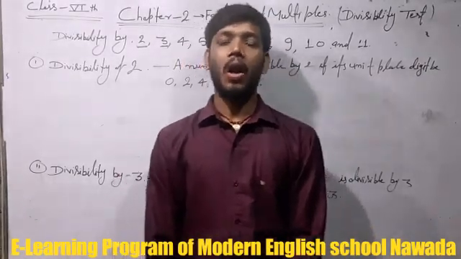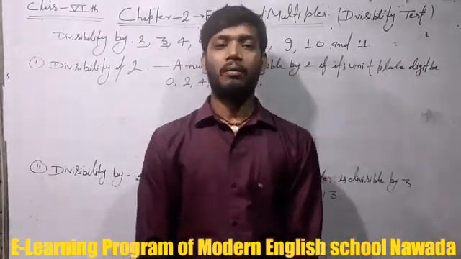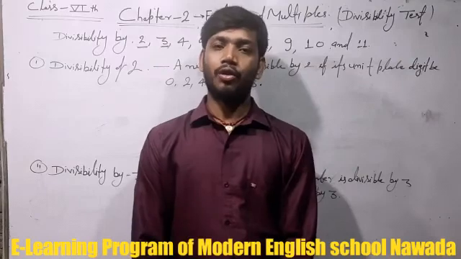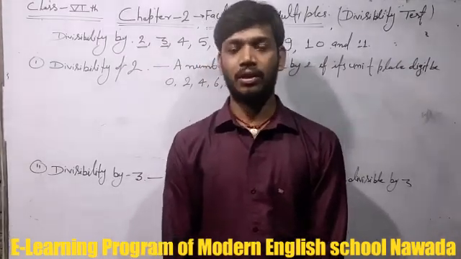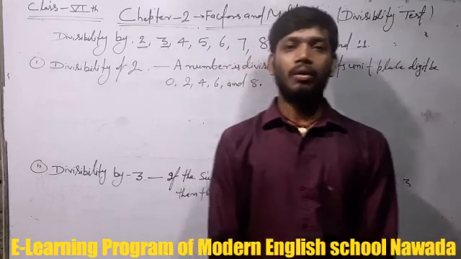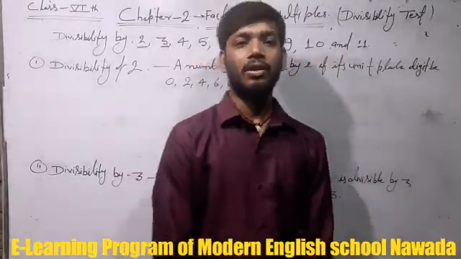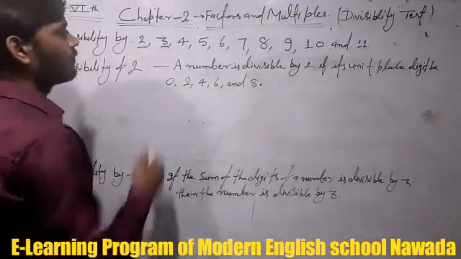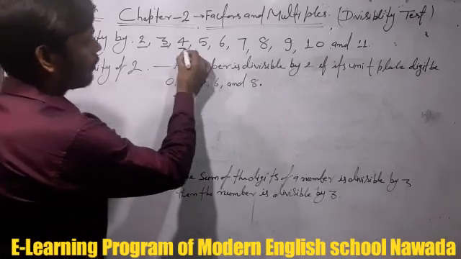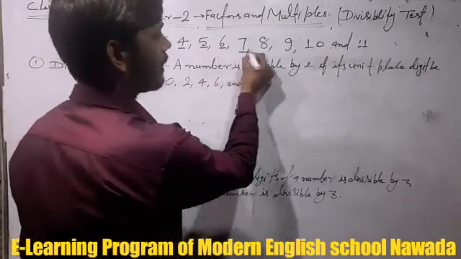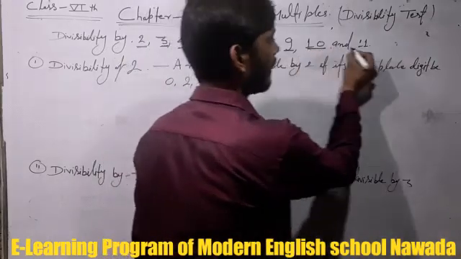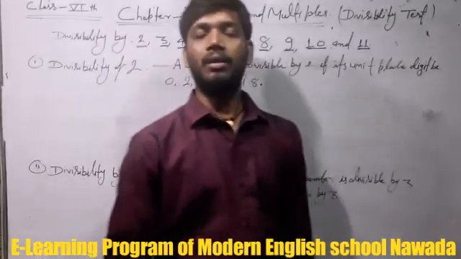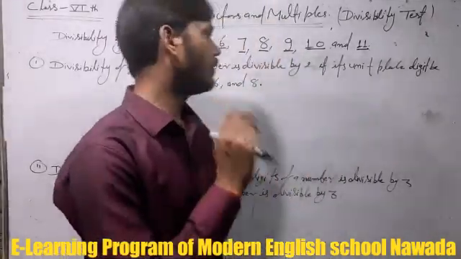Divisibility means the rule by which you can test whether a number is divisible by another number. So now the divisibility test starts. Here we will learn the divisibility tests for 2, 3, 4, 5, 6, 7, 8, 9, 10 and 11. In this video, we will discuss divisibility from 2 to 11.